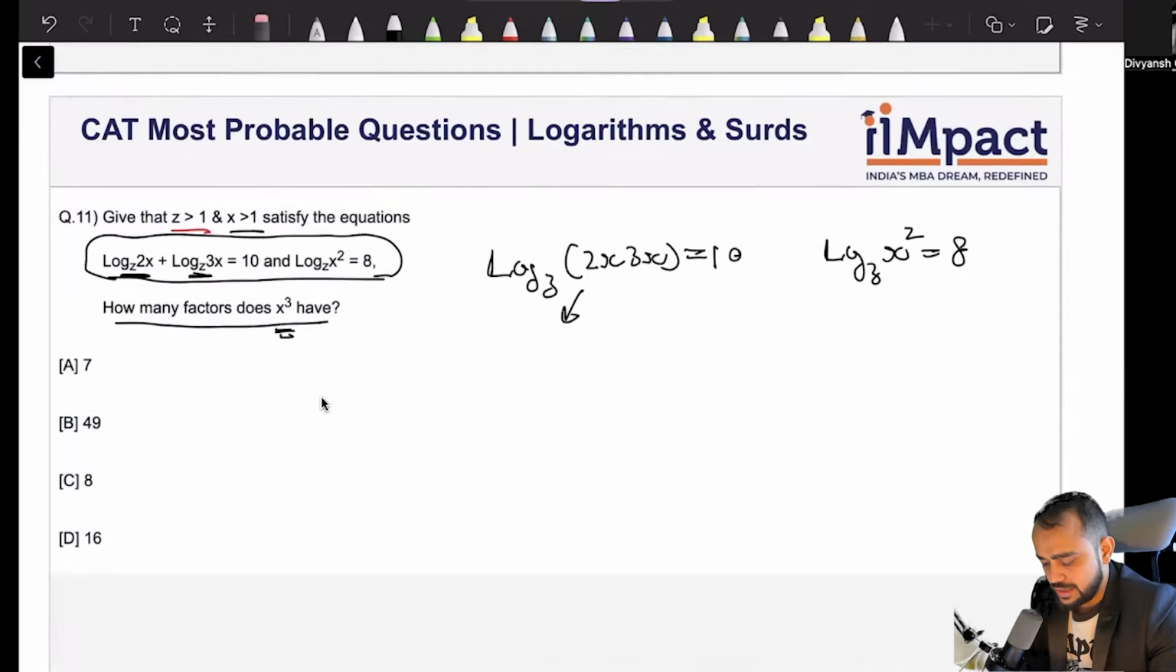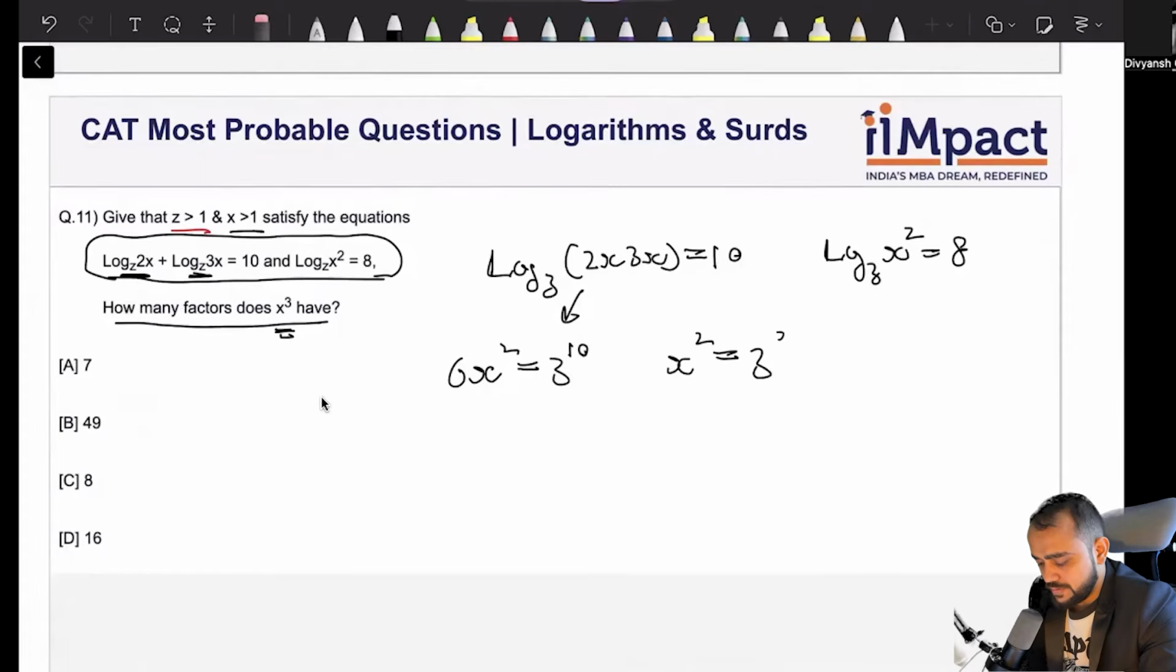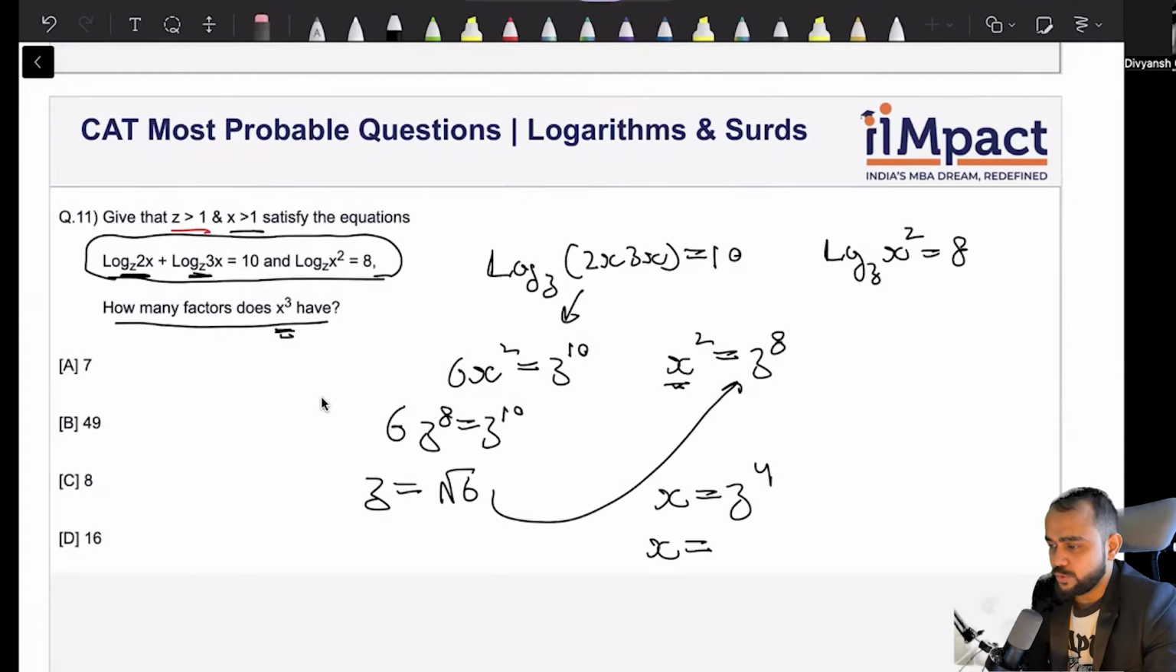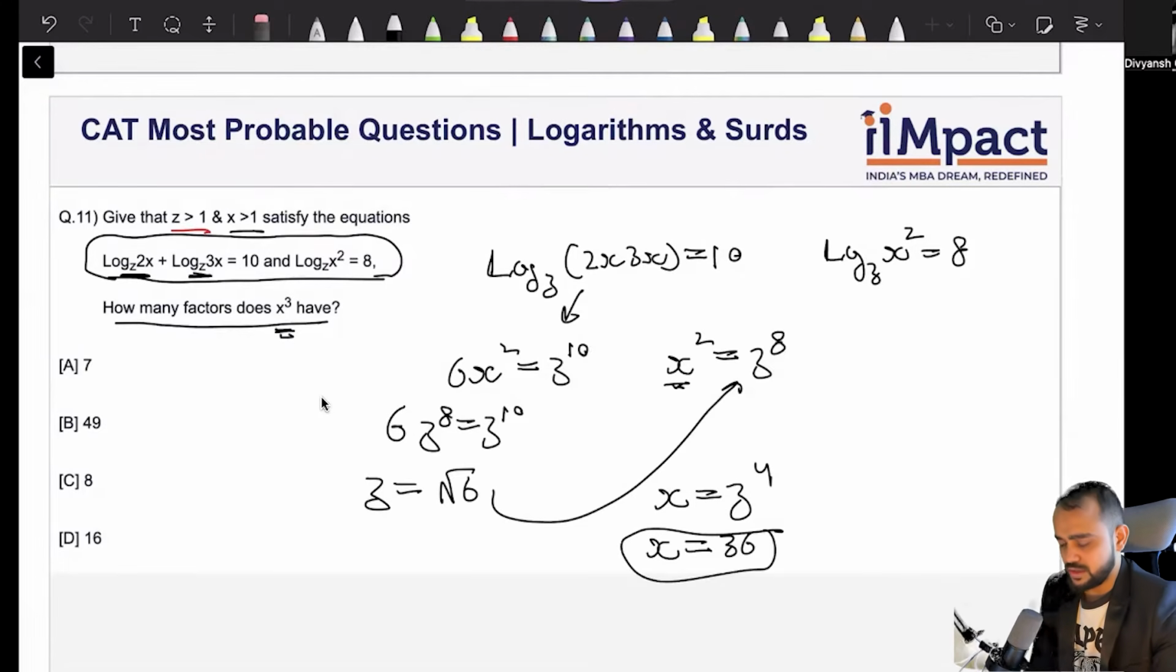So I can write this as 6x square is equal to z to the power 10, and x square is equal to z to the power 8, which means if I substitute x square here, I'll get 6 into z to the power 8 is equal to z to the power 10, or z is equal to under root of 6, which if I put back here, x is equal to z to the power 4, which means x is equal to root 6 to the power 4, which is going to be 6 square, that is 36.